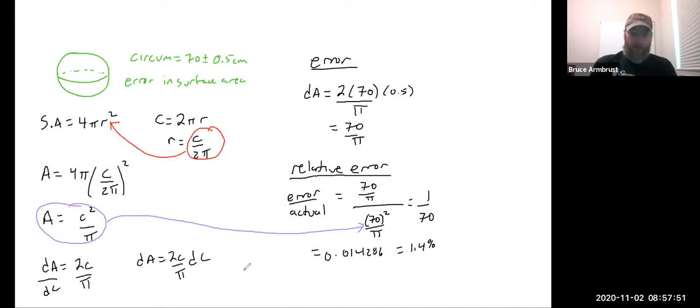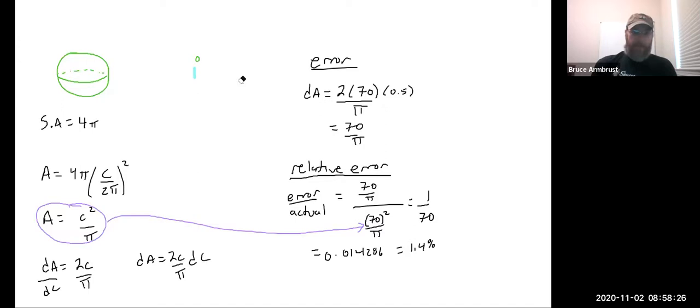It's kind of cool. If you want to figure out the relative error, it turns out that it's always related to the relative error in the other quantity, in this case the circumference. Because check this out. Let me erase up here, I don't need this anymore. Okay, because check out this.